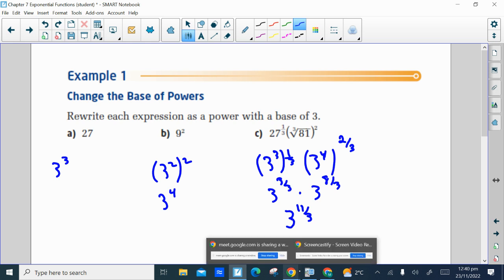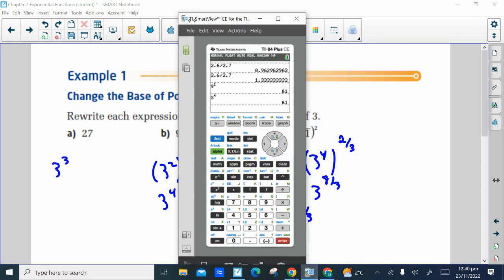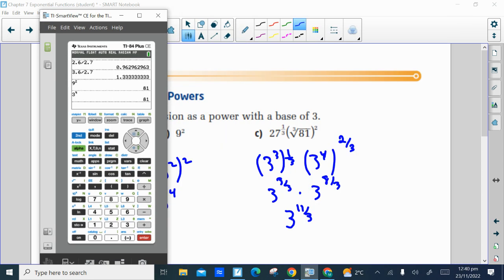Now, again, you could check this on your calculator. Take the original expression, put it in your calculator. 27 to the power 1 over 3 times the cube root of 81 squared. And it doesn't matter if the squared is all of it squared or just 81 squared.